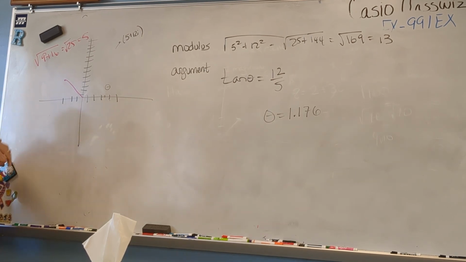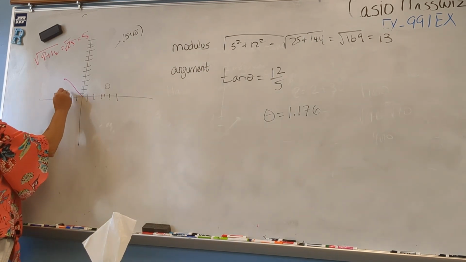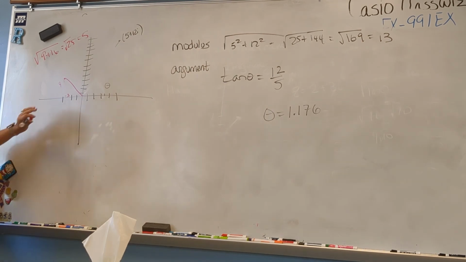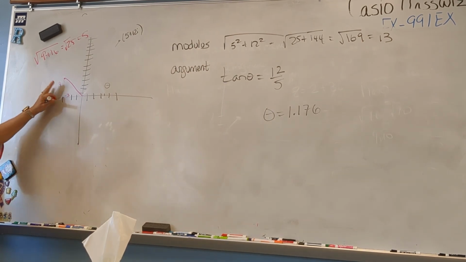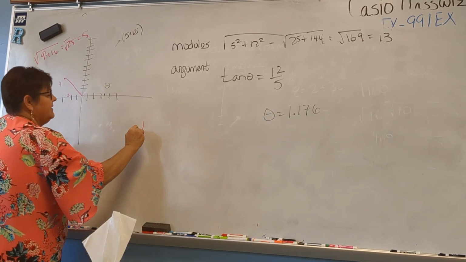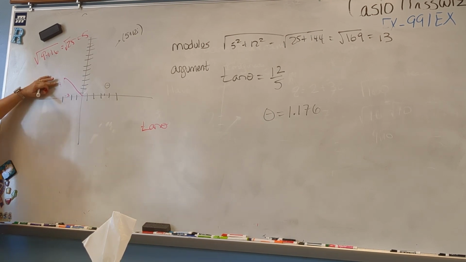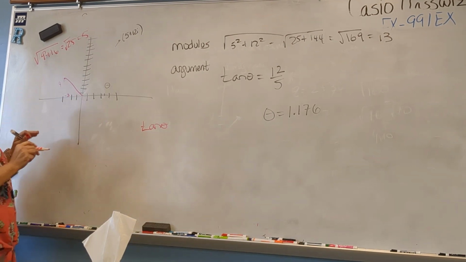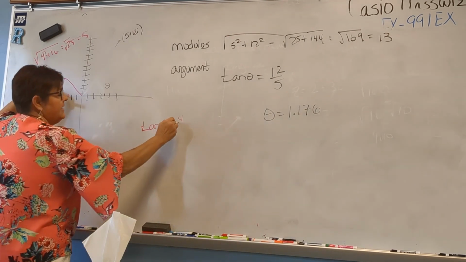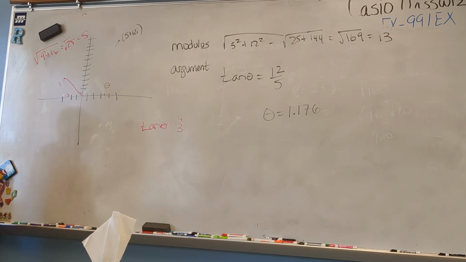However, if I look at the numbers, I've got -3 and then up 4, right? So if I take just the positive aspect of it, tan of theta, what's my y in this case? Well, it's +4, right? If I take the positive of this, go ahead and find your theta for me, if you don't mind.